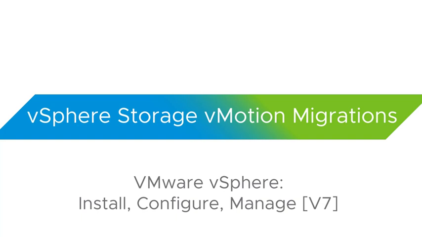How does storage vMotion work? When you migrate the virtual machine files from a source data store to a destination data store, the files get copied, and once that is done, vSphere switches to the new files.